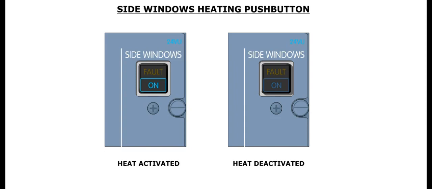The side windows push button controls the heating of both side windows. Side window heat is activated when this push button is pressed in. When selected, the blue on caption illuminates in the push button, and the cyan side windows message is displayed in the memo section of the MFD. Side window heat is deselected by releasing out the push button.